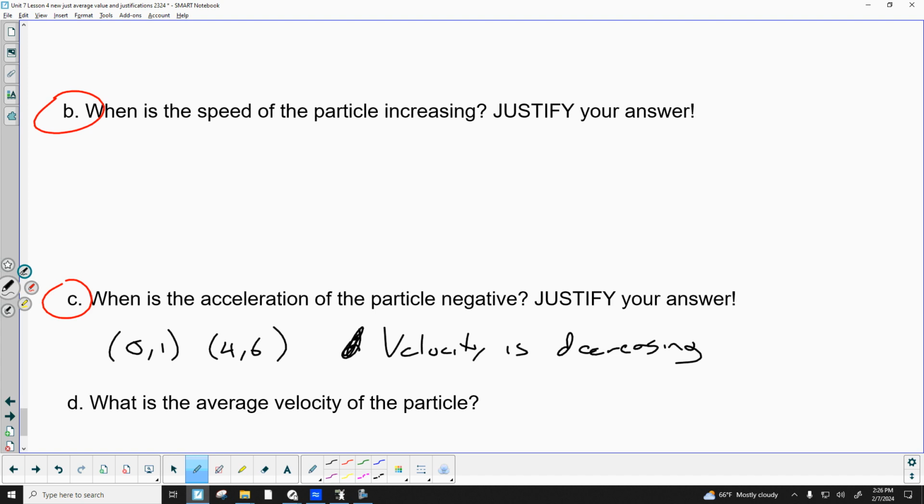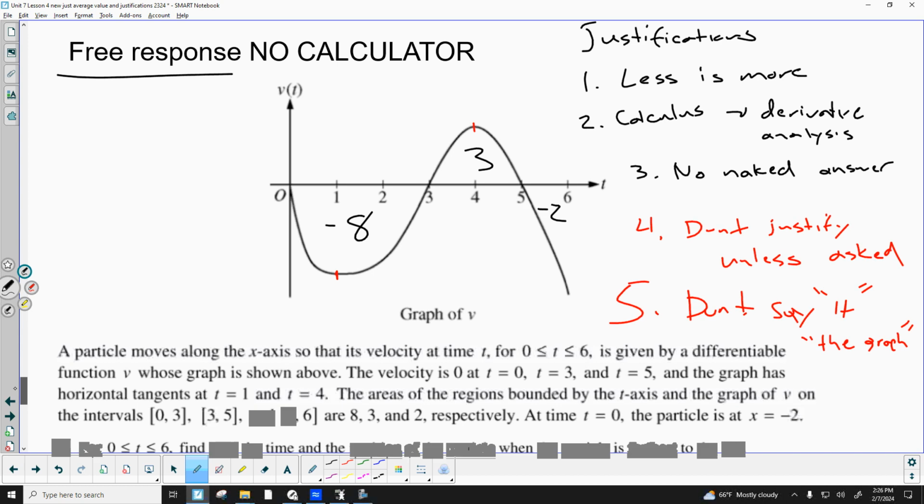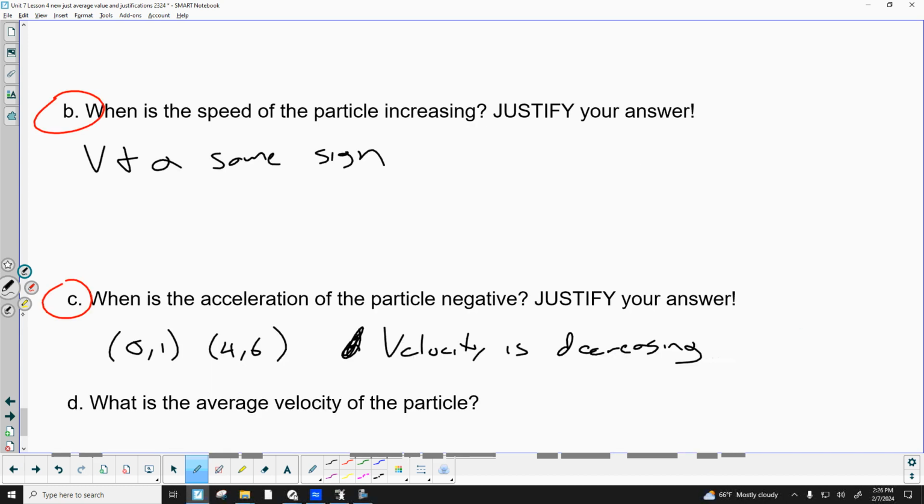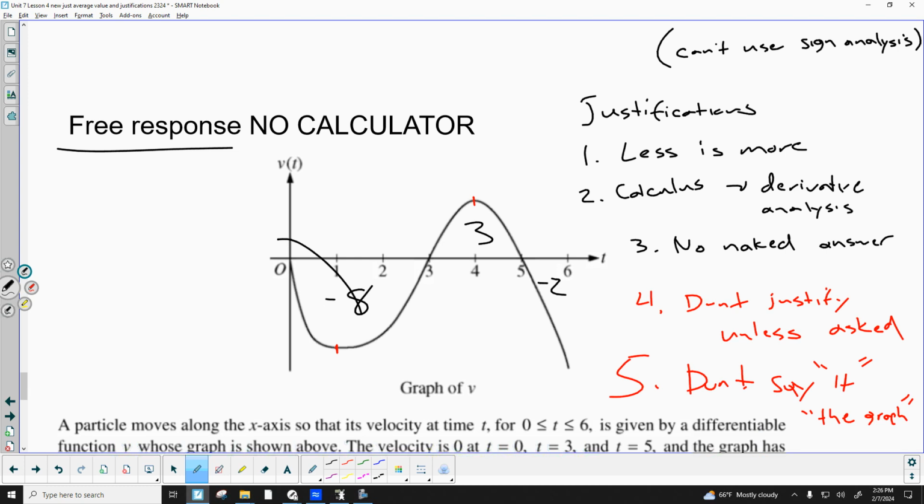Okay, ready. Speed is increasing when your velocity values are getting further away from 0. That's when your velocity is positive and increasing, or negative and decreasing, or keep it simple, V and A have the same sign. Now, you don't have to do your full sign analysis of your first derivative and your second derivative. You can see when are my velocities moving away from 0. That means they're getting bigger in their value. We're either going left and going faster to the left, or we're going right and going faster to the right. It's 0 to 1, 3 to 4, 5 to 6.